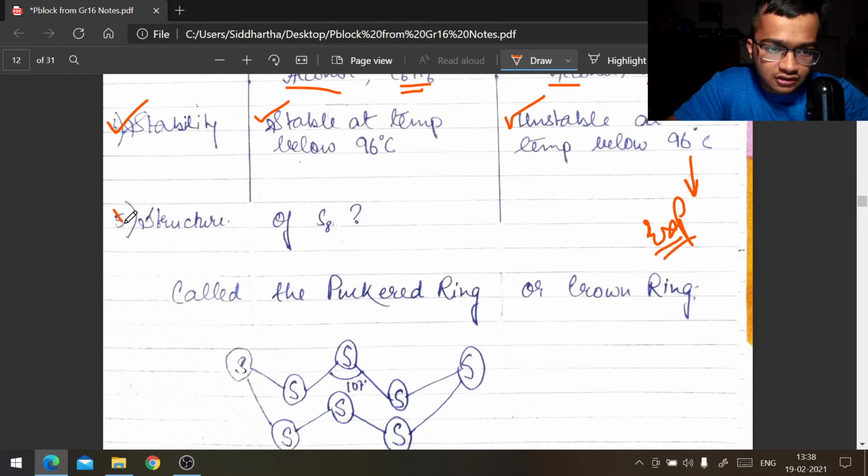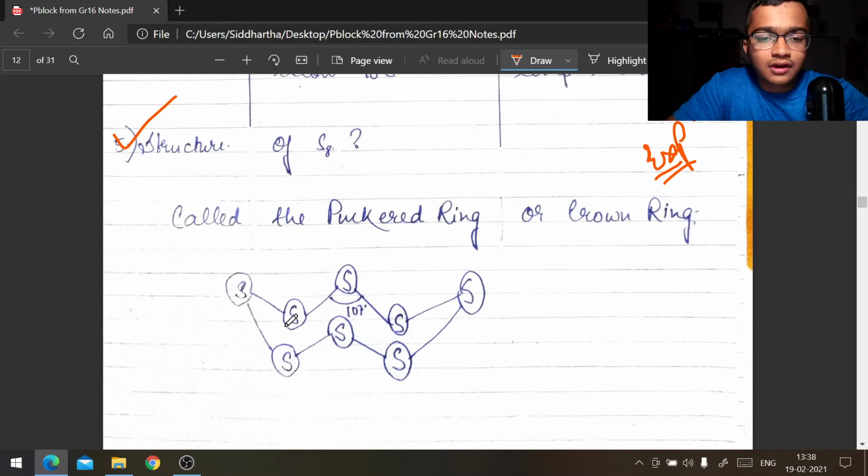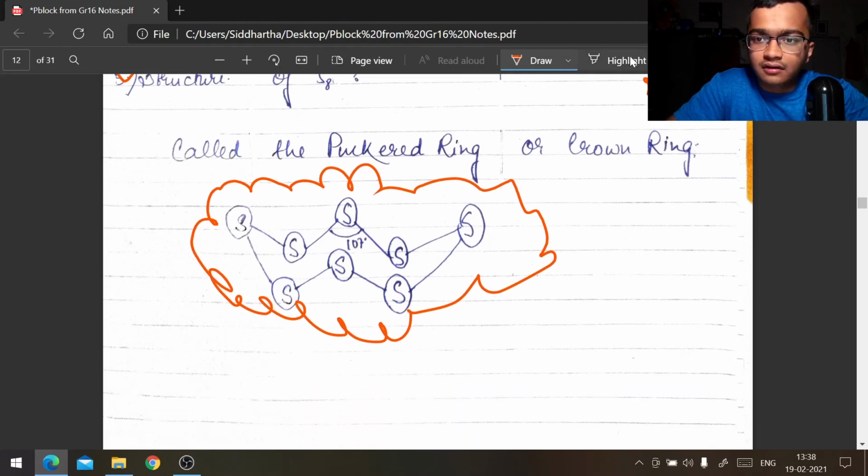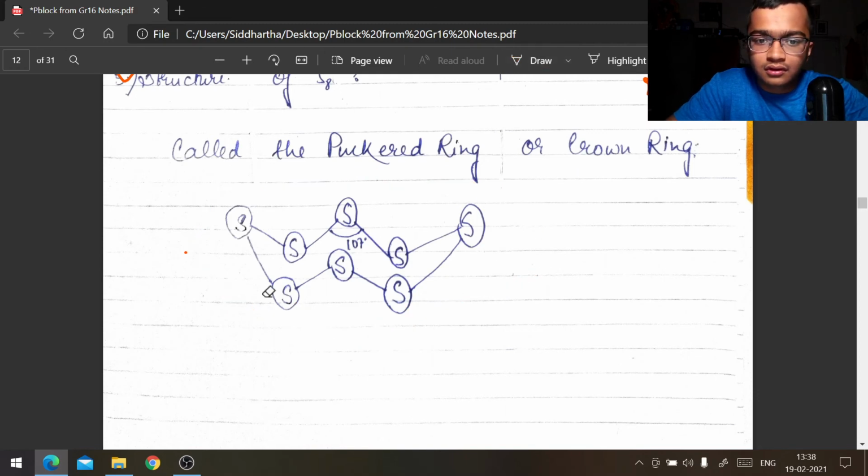Structure of sulfur. Now sulfur has two kinds of structure. This is the puckered ring-like structure. See, this is the puckered ring, or you can say this is the crown which the king wears.